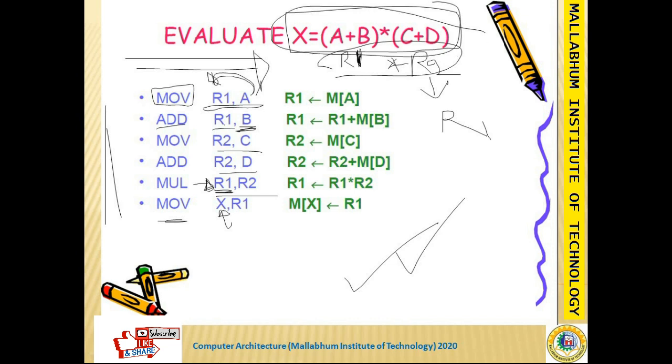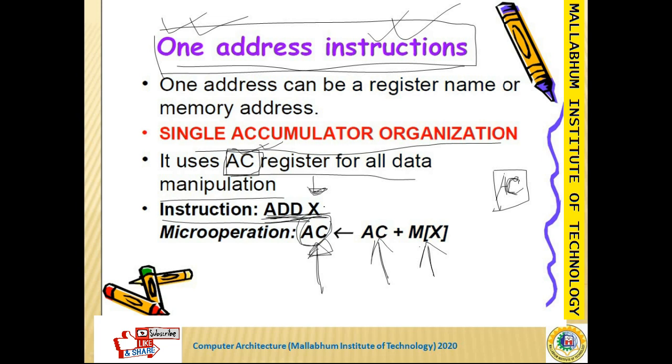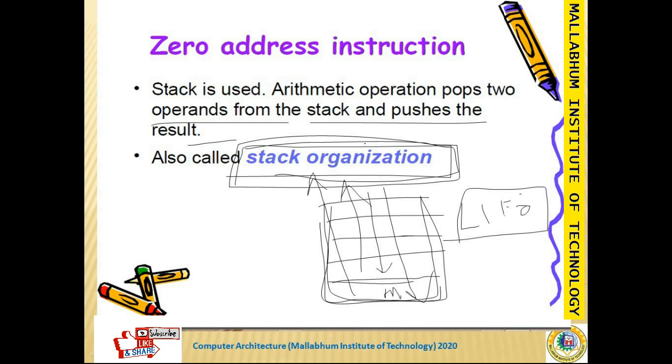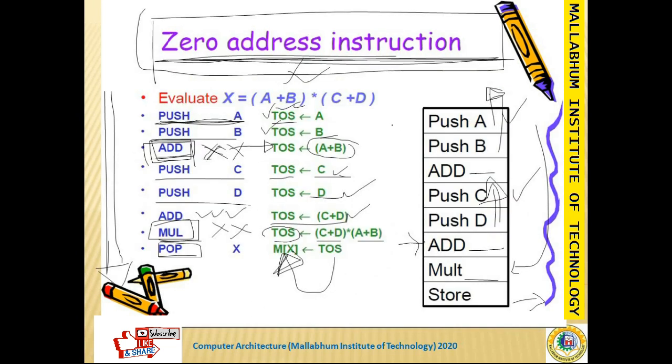Next, one address instruction, where only one address is used. Here the concept is accumulator. Without the concept of accumulator we cannot use the one address instruction. And we have shown how we can evaluate this expression with the help of one address instruction. Next, the stack concept is introduced and zero address instruction is implemented with the help of this stack concept. And finally we have also shown how we can evaluate this arithmetic expression with the help of zero address and the stack concept.